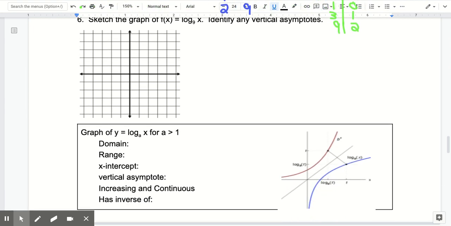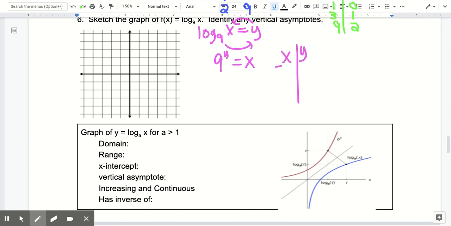Okay, so just like we did before, I'm going to graph this. Switch colors again here. So we are supposed to be graphing log base 9 of x equals y. And I'm going to write that as 9 to the y equals x. And then I'll create my table of values. Again, normally we plug in x's, but in this problem, it's going to be easier to plug in y's.